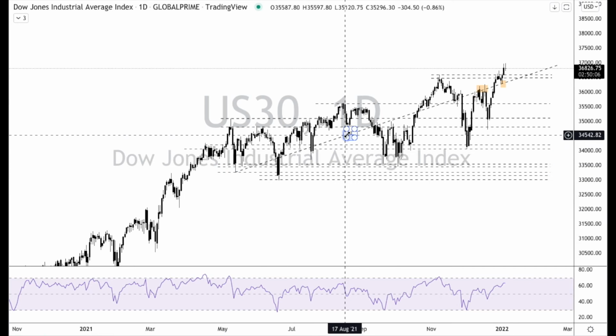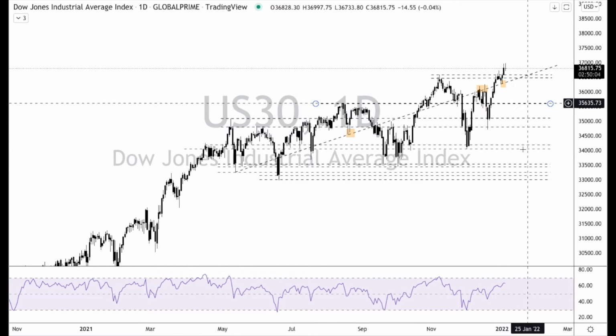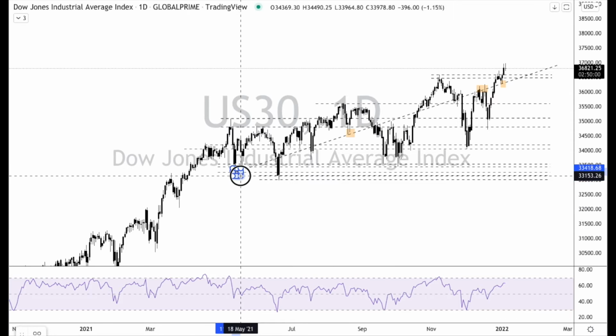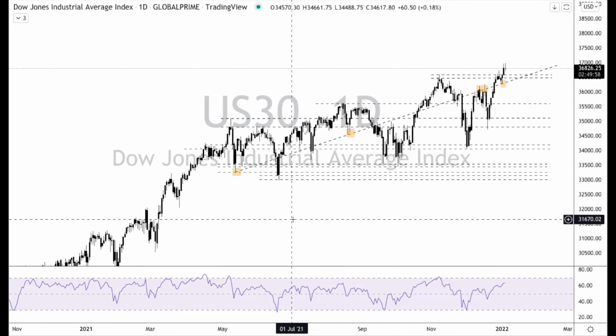So this trend line is not that important, but it's one to keep an eye on, in my opinion, because something could happen in that zone, on that area. Something could definitely go down, so we keep an eye on it.